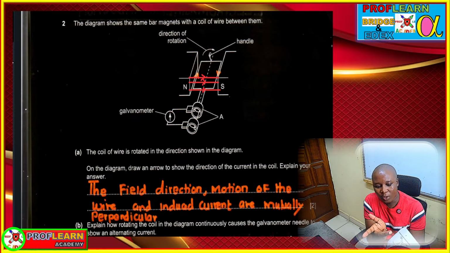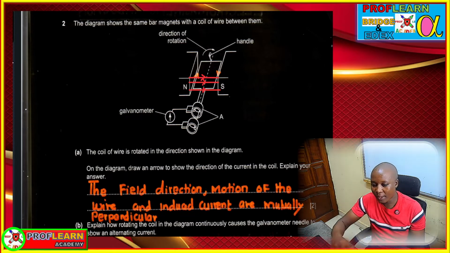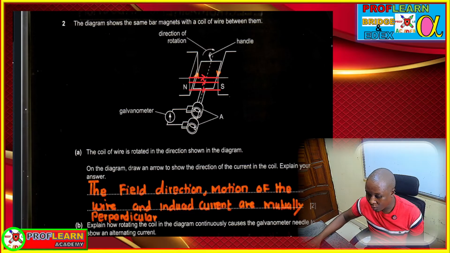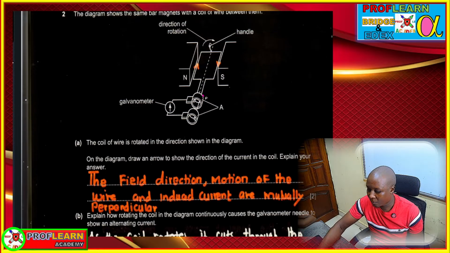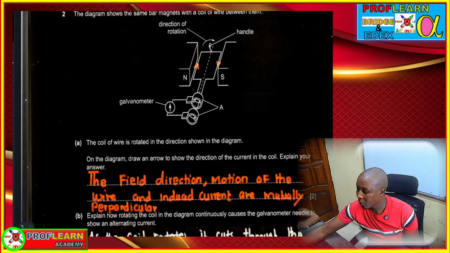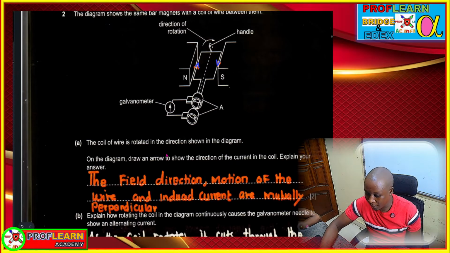And if the coil is moving upwards, the thumb should be in the direction in which the coil is moving. In that way, the current is going to flow as indicated here, using Fleming's right-hand rule. The current flows in this direction, and on the other side the current will flow down like that. On the diagram, we have indicated that, and we're supposed to explain our answer.